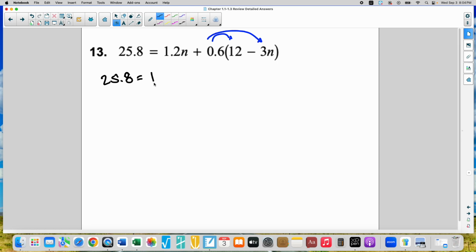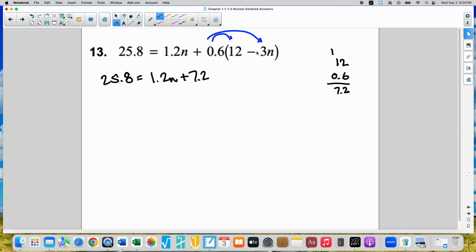25.8 equals 1.2n. 0.6 times 12. 12 times 0.6. 6 times 2 is 12. 6 times 1 is 6 plus 1 is 7. We have 1 decimal point, so that is positive 7.2.